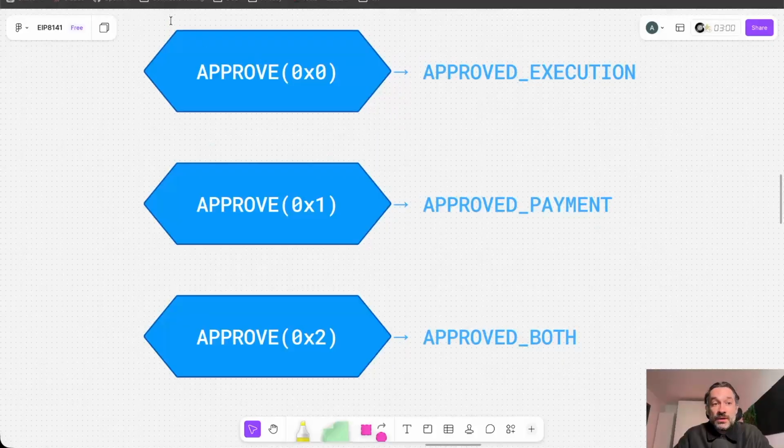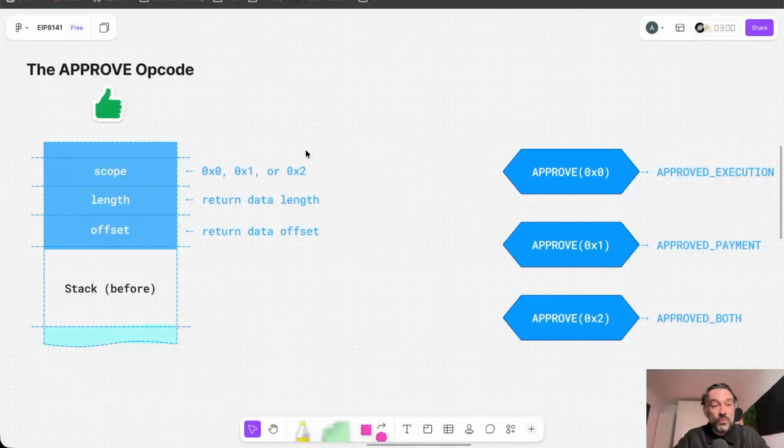Scope with value number 2, so it's approve both. So basically approve the payments and approve execution, combining execution and payment in a single call. And the constraint is basically that the target must equal tx sender. So any scope value outside of this range, numbers from 0 to 2, causes an exception halt, and the transaction becomes invalid.